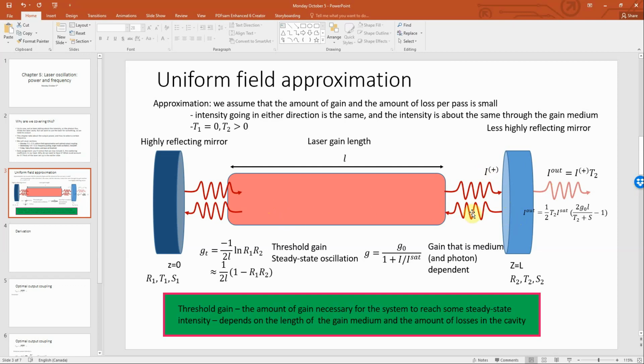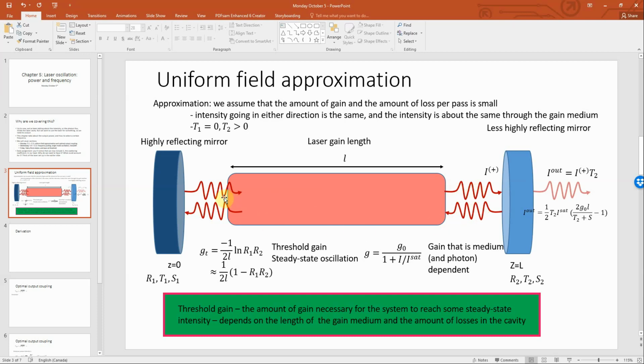So if you remember from one of the earlier assignments, how many photons do we have in a 1 milliwatt beam? It's something like 10 to the 15 photons. Well, imagine we have 10 to the 15 photons, and then we add even a billion photons as we propagate through this gain material. A billion photons is 10 to the 9, and so we have 6 orders of magnitude more photons here than we've added here. And so it's a small fractional increase per pass, okay? So that's basically the assumption of this uniform field approximation.